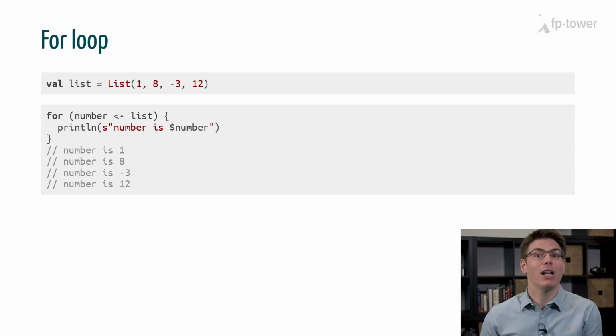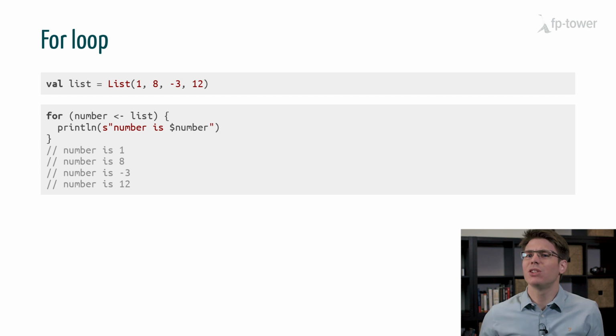In Scala, we write a for loop by using the keyword for. And then between parentheses, we define a variable, in this case number, followed by an arrow pointing to the left. And finally, we mention the data structure we want to traverse. Here it's a list.